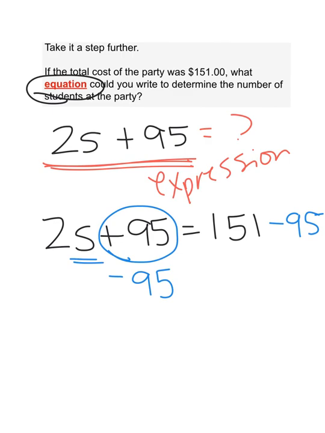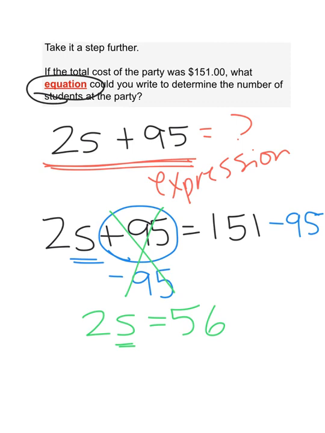So whatever we do to one side, we've got to do to the other side. So if I want to take 95 away from one side, I have to take 95 away from the other side. So what that means is this plus 95 and minus 95 will cancel each other out. But what happens on this side is I'm subtracting 95 from 151. And so what that means is I'm going to be left with 2s equals 56. Okay, so let's keep going. We still need to get this s by itself.